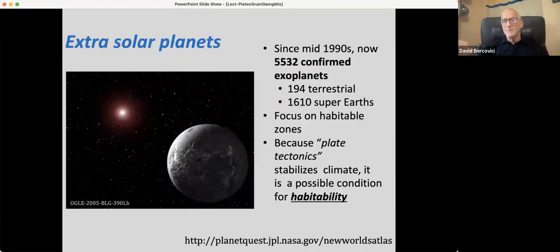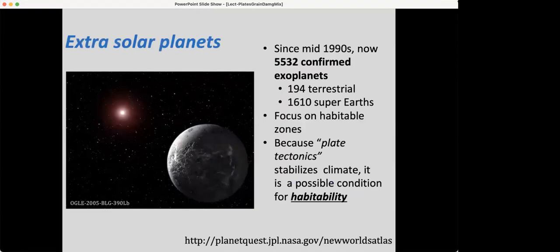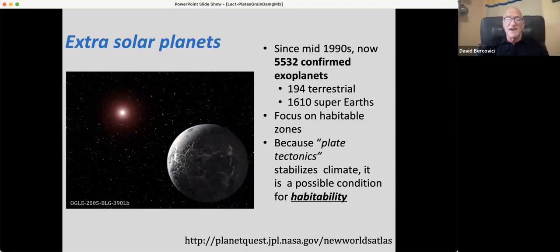So, for example, even recently, as of today, in fact, there have been 5,000 pushing towards 6,000 confirmed exoplanets. Not all of those are terrestrial planets, but about 200 are terrestrial, and about 1,600 are super Earths, terrestrial planets that are not quite 10, but maybe 3 or 4 masses of the Earth itself, but are still considered terrestrial planets.